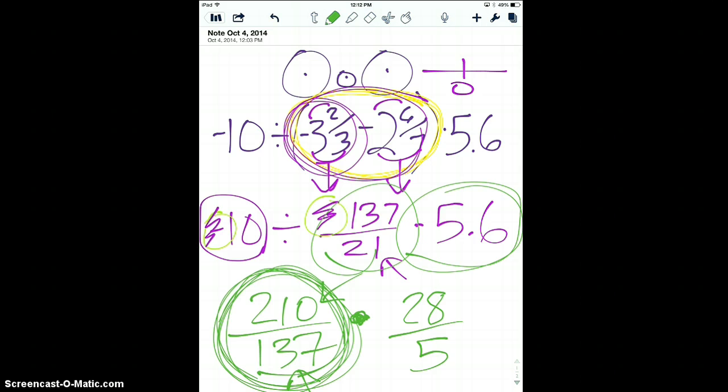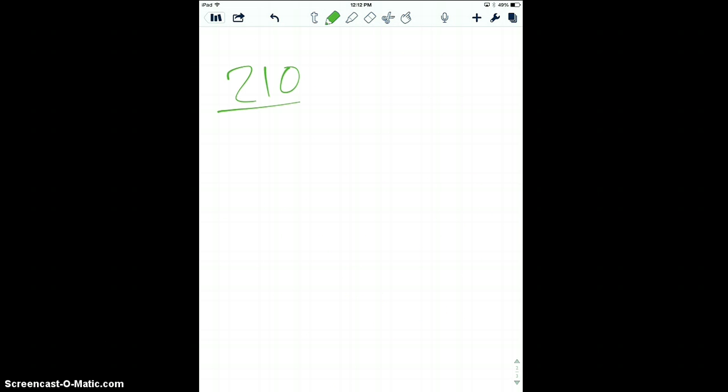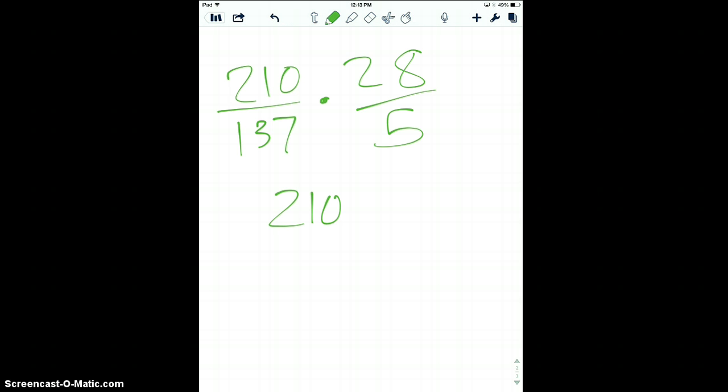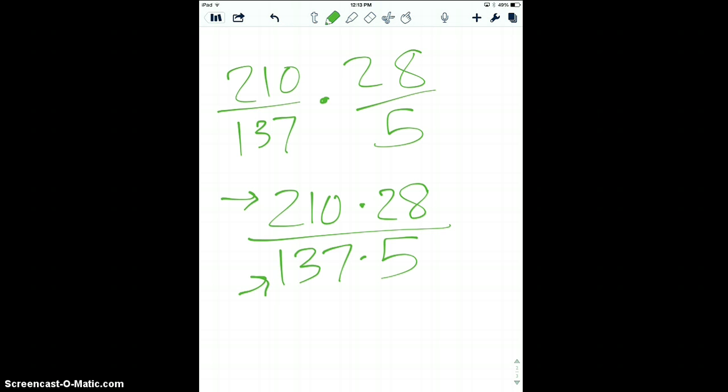Okay, so we are almost there. So now I have multiplication, multiplying across. I see I'm working with humongo numbers. So I'm going to rewrite this. 210 over 137 times, now I forgot what the last one was, 28 over 5. What I would recommend is if you see you're going to just end up with incredibly large numbers when you multiply, is to see if you have anything that reduces with each other. So I'd be like, does 137 and 210, is there something that divides into both of those? And no, I can't think of one off the top of my head.